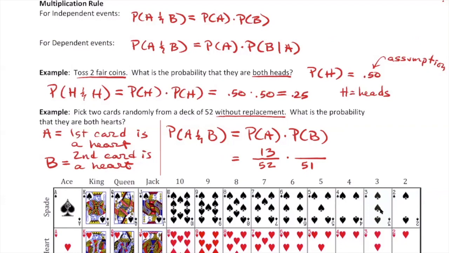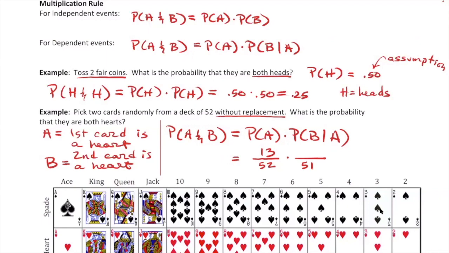And again, this is why it's dependent. The number of hearts in the deck depends, got that? It depends on what happened with the first card. So you're supposed to assume that both of these are happening, and the probability of B is the wrong notation up here. I should say the probability of B given A, because it depends. What's the probability that the second card is a heart given that the first card was a heart?